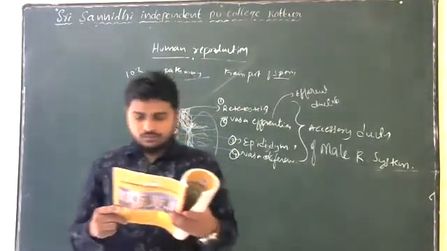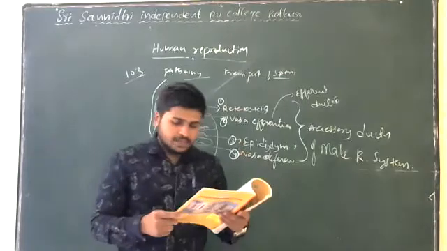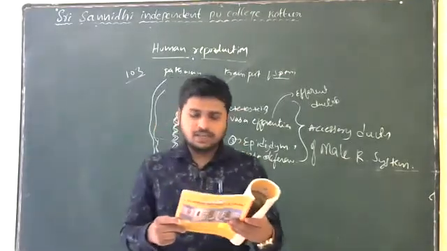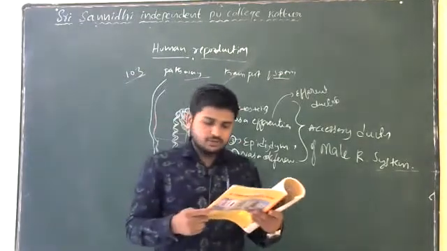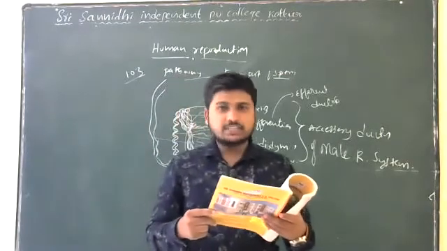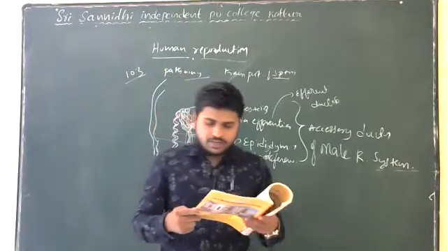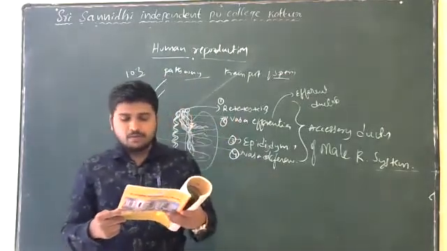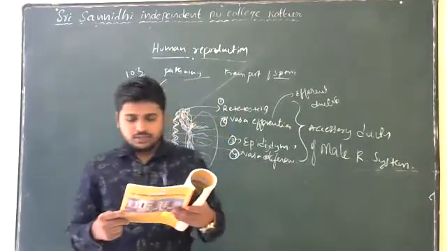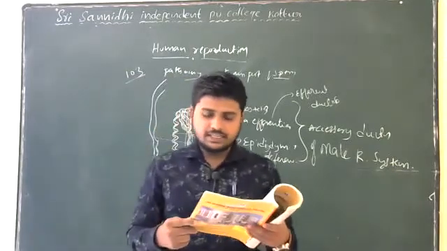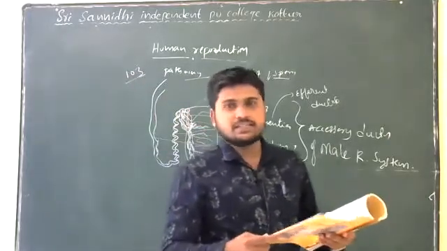So option 1: rete testis, efferent ductules, nothing but vasa efferentia, epididymis, vas deferens. The pathway is correct. The first one is correct. But the second one, rete testis, epididymis, is wrong. The third one, rete testis, vas deferens, is wrong. Efferent ductules itself is missing, right? That's why option 1 is the right answer, from 2016: rete testis, vasa efferentia, that is efferent ductules, epididymis, vas deferens.